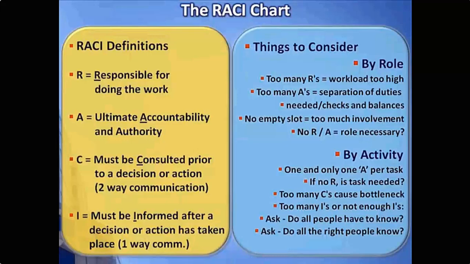Initially, the way to think of RACI: responsible basically means those are the people that might be doing the work. A is typically accountable, so a role in the organization that's on the hook to make sure the work gets done. C means must be consulted prior to a decision, so this is a role that gets asked for input before a decision is made. And I means others in the organization who just need to know what's going on, in other words, simply informed.